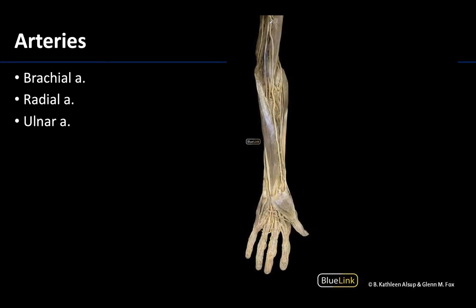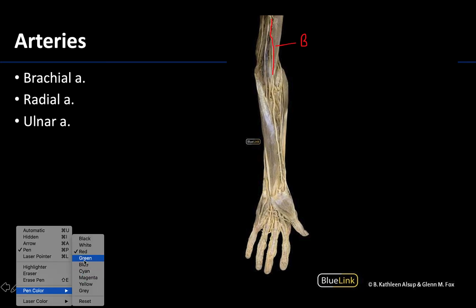So recall that the artery of the arm that I'm outlining right here is going to be the brachial artery. And we located this in the last session. And the brachial artery will enter the cubital fossa, which is in this general area right here, and it will divide into its two terminal branches.